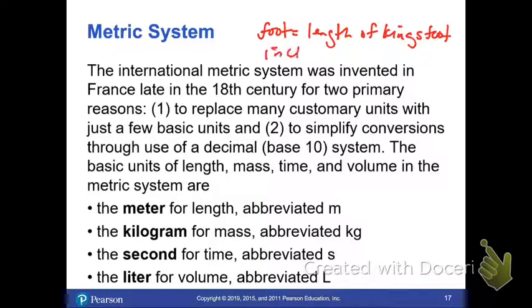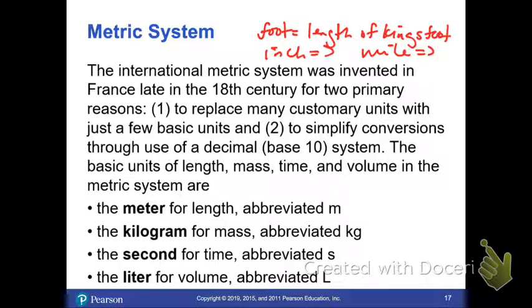Okay, an inch happened to be the width of the king's thumb. All right, and a mile happened to be 1,000 paces of the king. So if he had short legs, it's a shorter distance. If he had longer legs, it's longer. But it's not standardized because as the kings changed or in different locations, it's not the same. And so we've come up with this international metric system to solve this problem. This is in the late 18th century. And so we're going to come up with some kind of standard measurement.